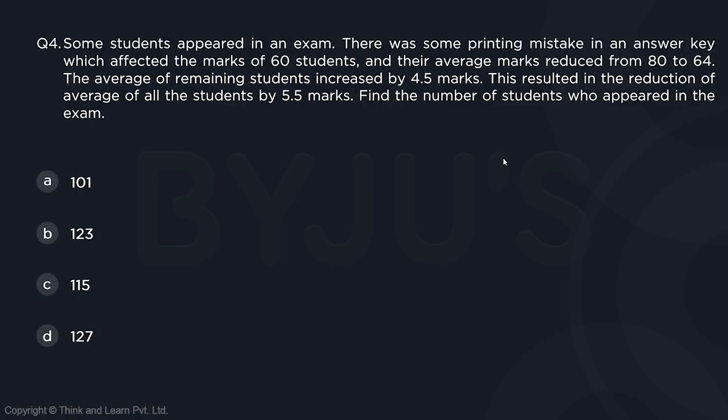Question number 4. Some students appeared in an exam. There was some printing mistake in an answer key which affected the marks of 60 students, and their average marks reduced from 80 to 64. So we have 60 students whose initially average marks were 80 and the new average marks is now 64.